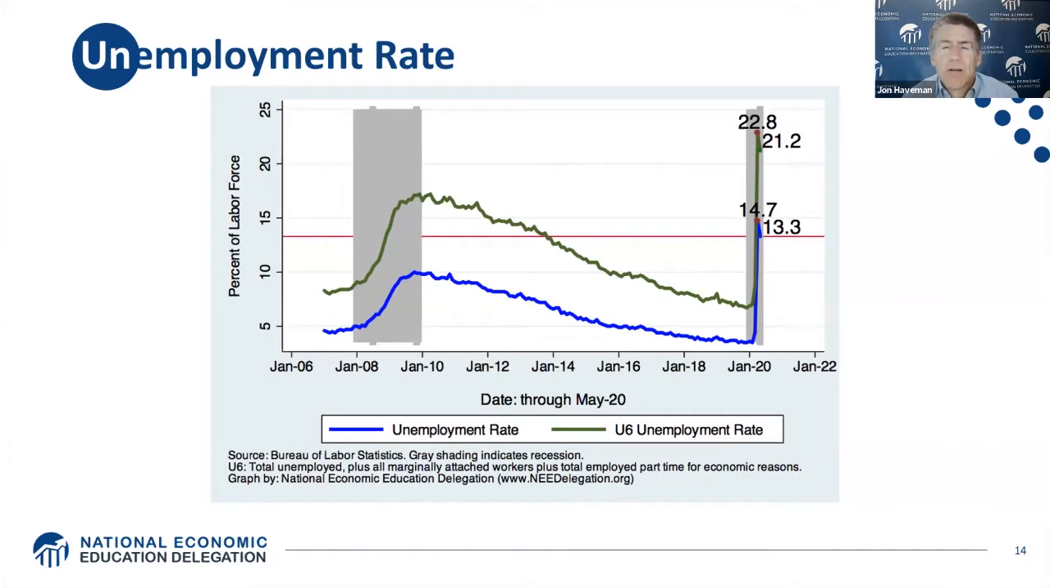And the CBO, the Congressional Budget Office, has estimated that we won't actually get back to where we would have been without this until 2029, right? So that's about another 9 years from now. So it's gonna take us a long time to fully recover from this. But we'll feel like we've recovered in 2 or 3 years. Okay, so that's the unemployment rate.